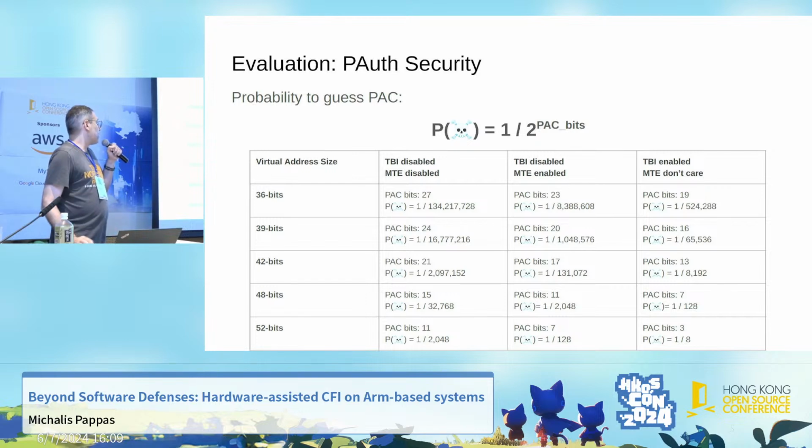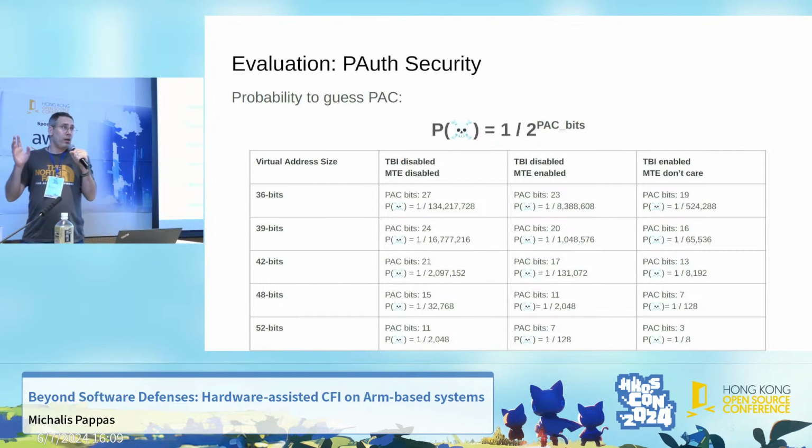So you can see for 27 bits, the probability for a successful brute force is very, very low. The worst case, of course, is 52 bits with 3 signature bits. This is pretty uncommon, right? The 48 bits is much more common. So you have there probability 1 over 128.